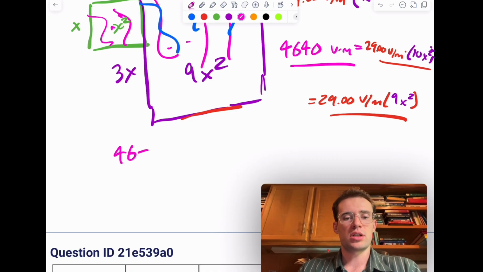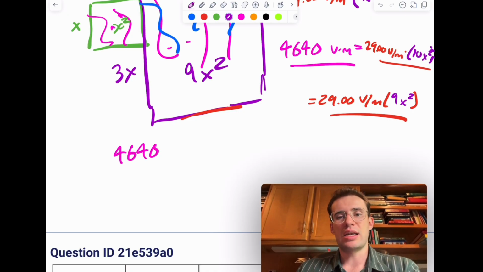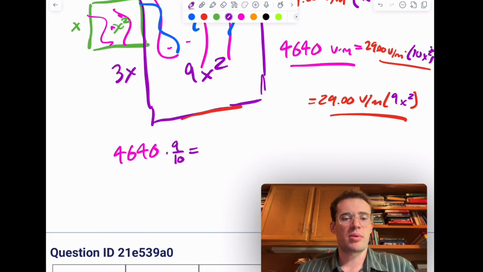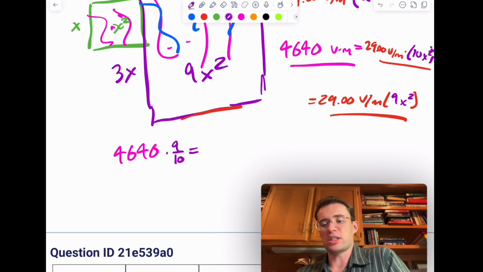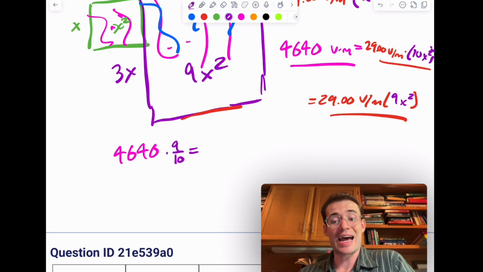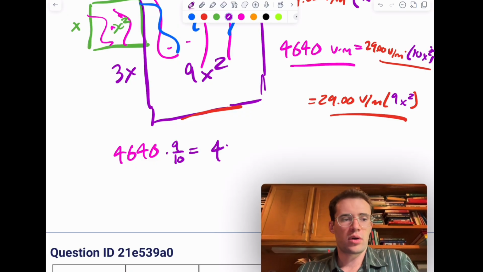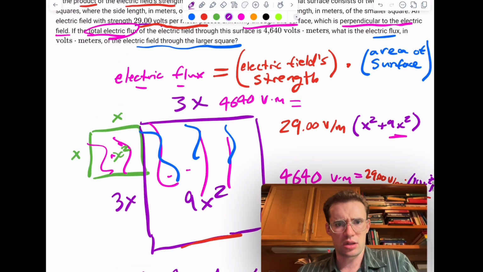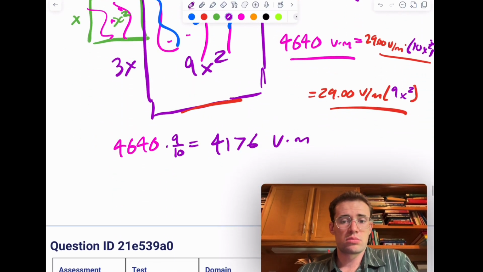So you could say 4640 times 9 over 10, and divided by 10 will just be 464. So we do 464 times 9, and that would be 4176. Again, it's volt meters or volts meters, I think they said. It's the electric flux. So that should be your answer. We could say 4176.